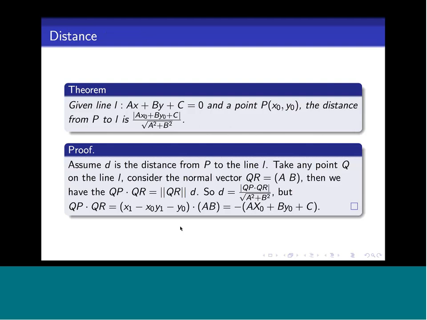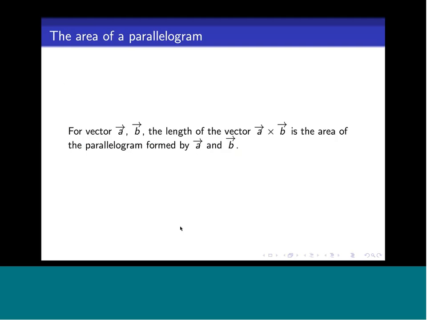A little typo here, there is a space missing in the middle. Okay. Anyway, let's see the next thing. It has been a while.